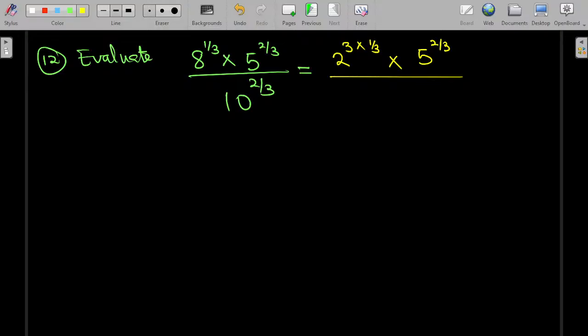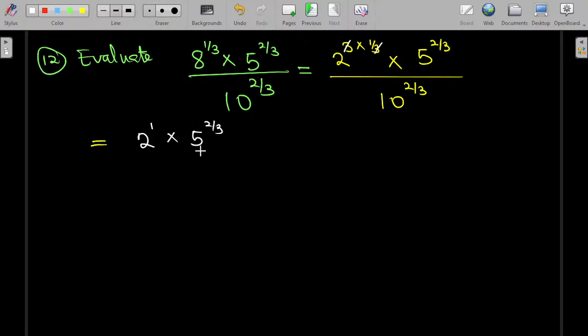And this is all over here. I can still retain my 10 to the power of 2 over 3. Let's see what that is going to do for us. So from here, what do you do? You can clearly see that 3 will cancel this 3 here. And if that happens, you just have only 2 to the power of 1 here, multiplied by 5 to the power of 2 over 3.